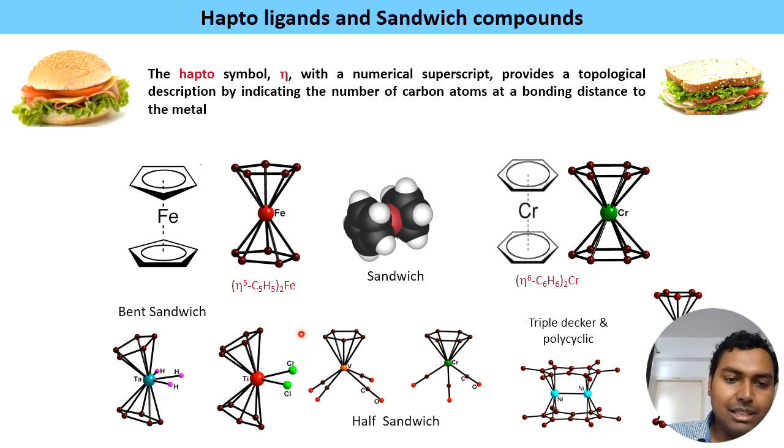And here are some other complexes. So this is called a bent sandwich. We will discuss these complexes later, and these are called half sandwich complexes, and this is another type of metal sandwich complex. Here we can see that instead of one metal we have two metals, and also we can see, this is another complex, a triple decker complex or nickelocene complex.